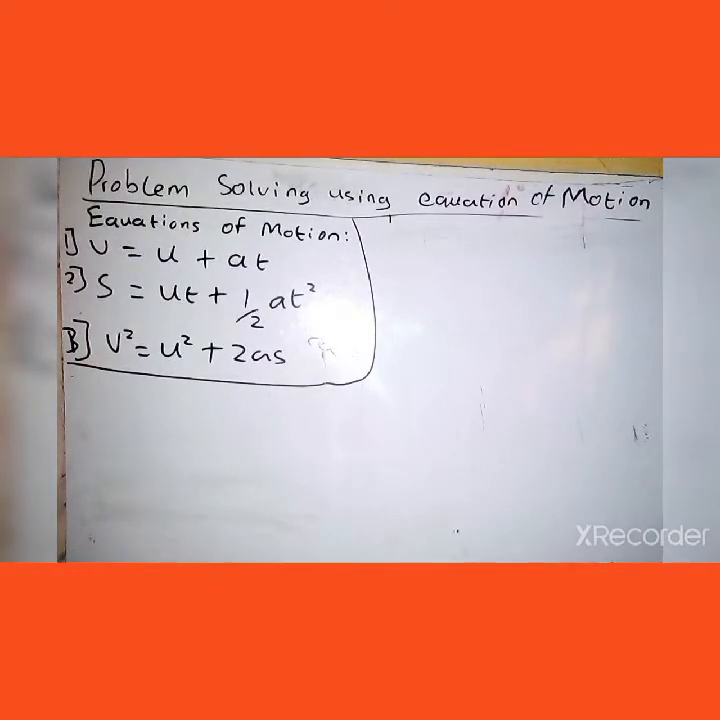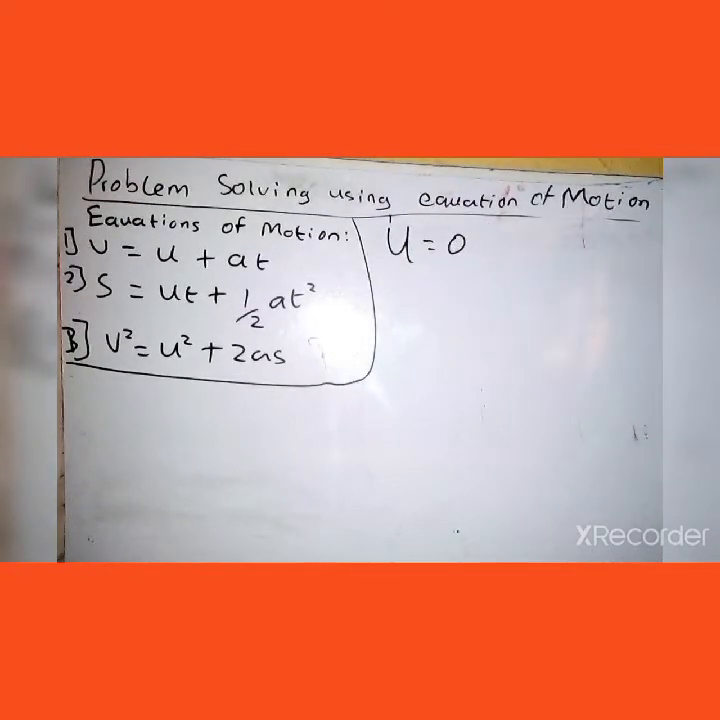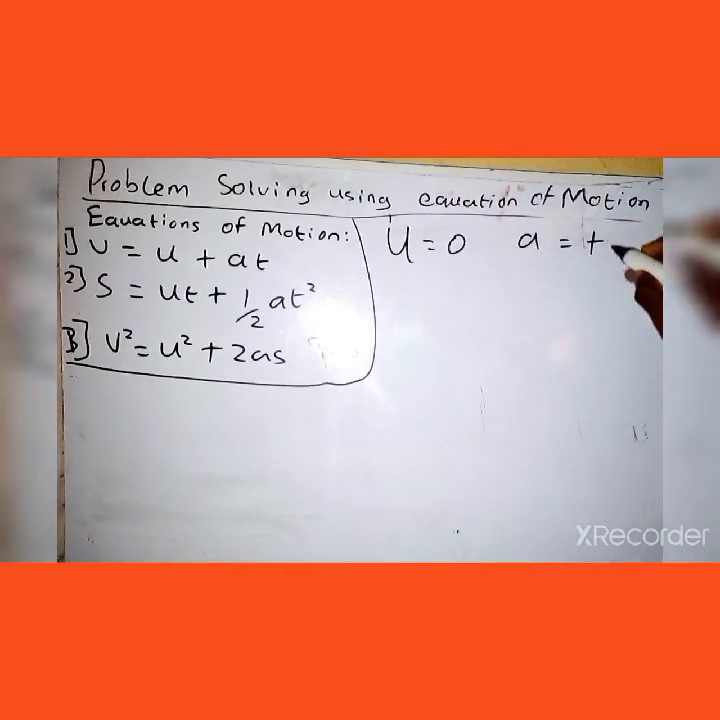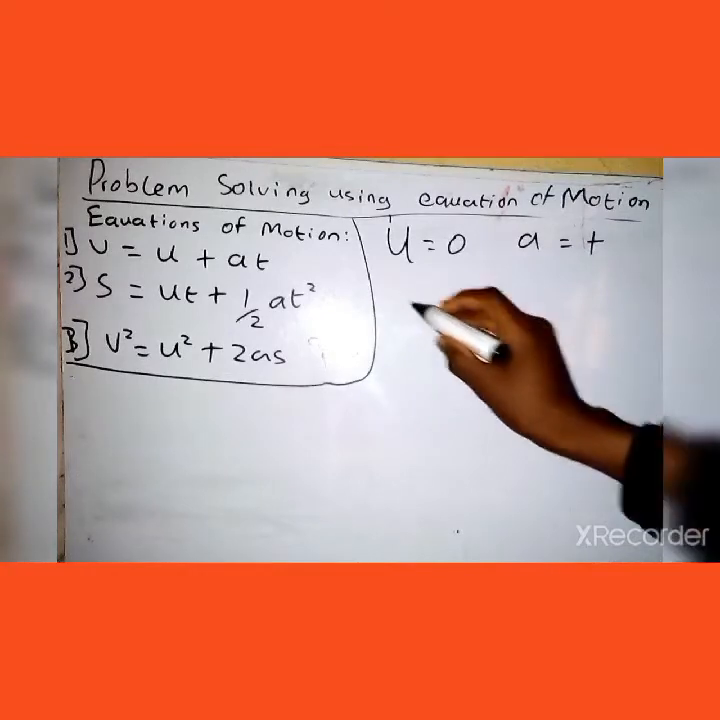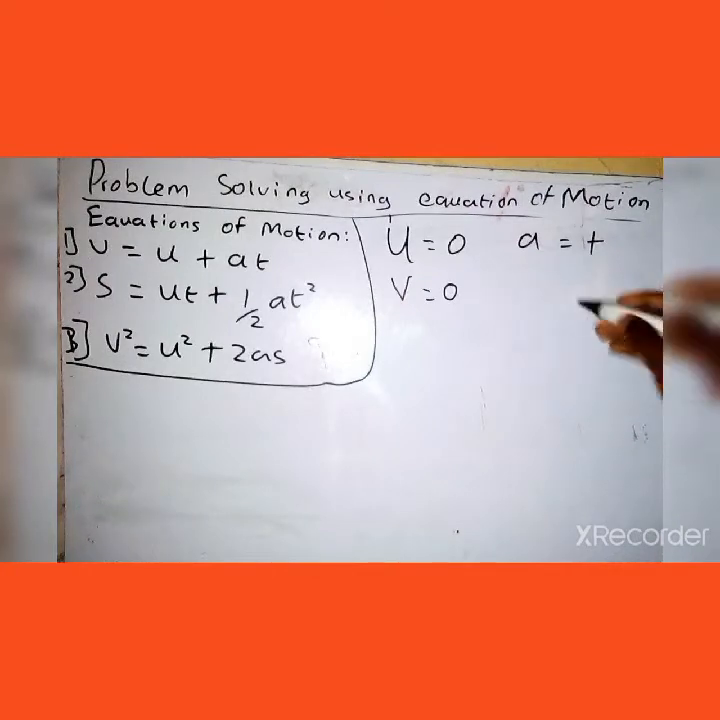But before the example, let me just give these points we need. A body starting from rest: when the body is starting from rest, the initial velocity u will be 0, because when the body is at rest, there's no velocity. And the acceleration will be positive, because it is increasing. For a body going to rest, the final velocity will be 0 and acceleration will be negative, because it is decreasing.